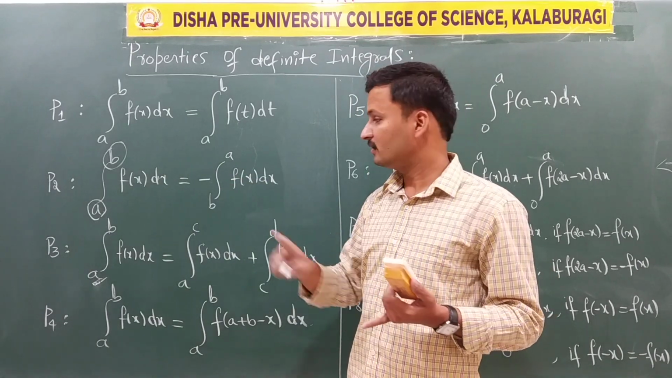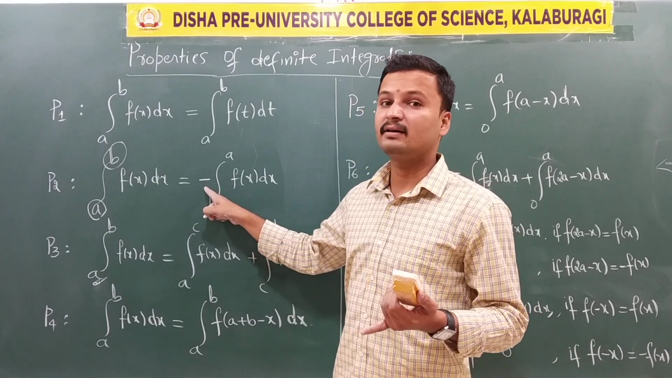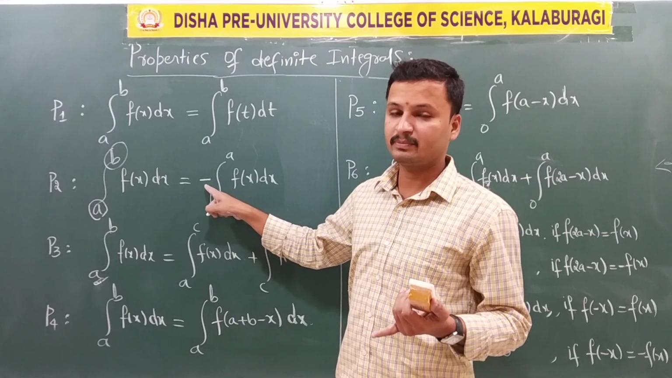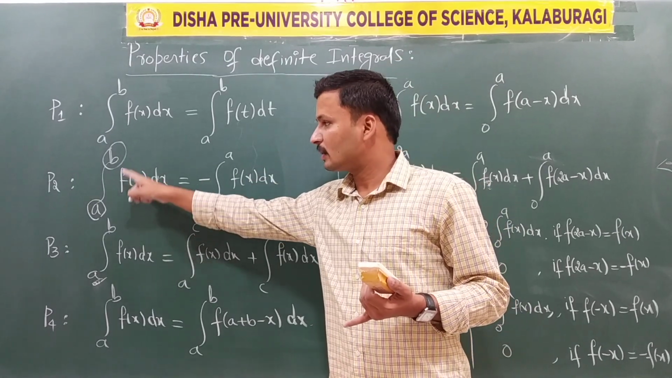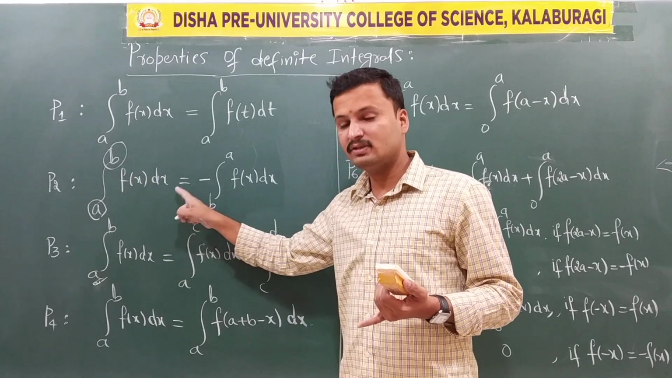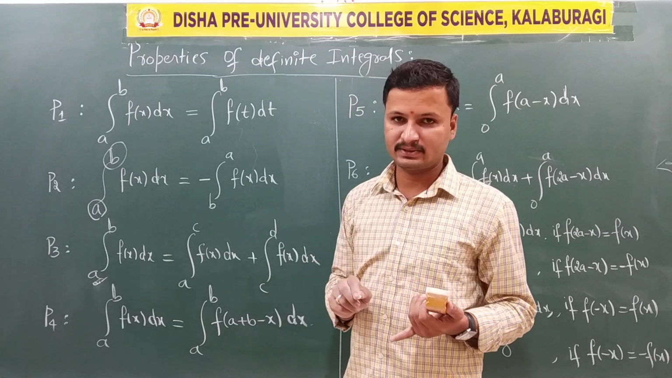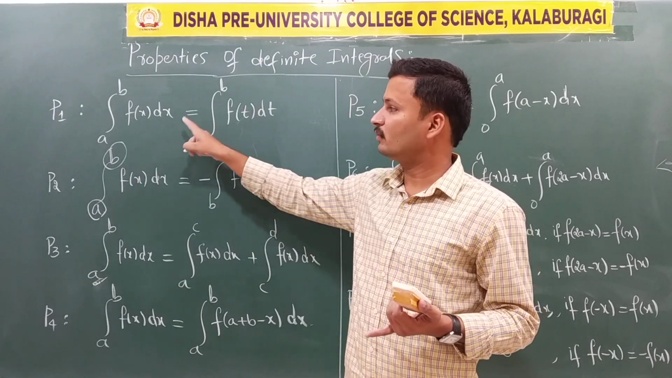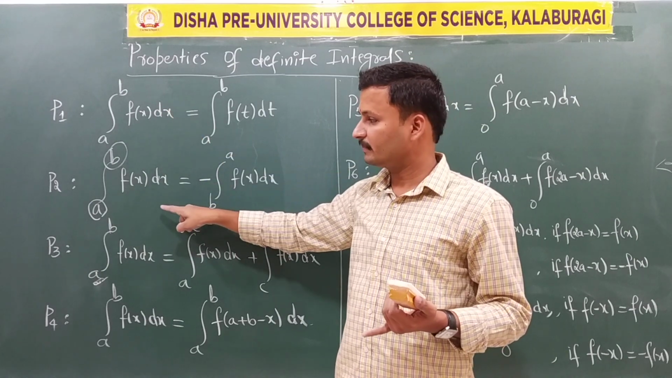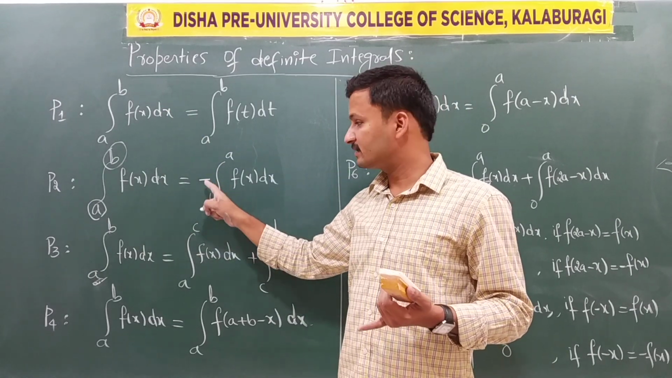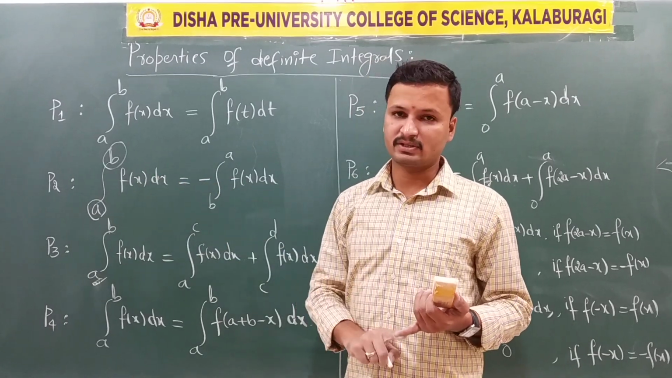When the limits are changed, the value of the integral changes, in its sign. That means a minus comes. So integration from a to b f of x dx is the same as minus of the integral from b to a f of x dx. First one, the value of the integral does not change when the variable changes. Second one, the value of the integral changes its sign when the limits of integration are interchanged.